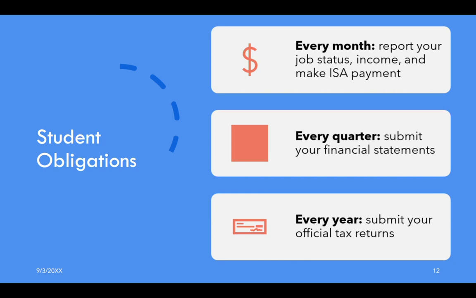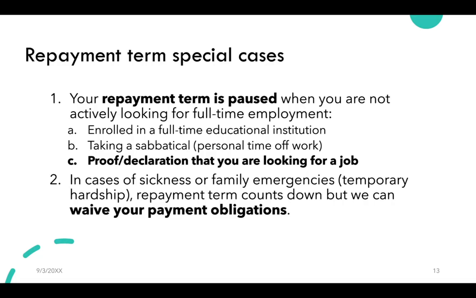Just expect to always do a report, and once your earning period starts, you should know that your report will be coupled with your expected ISA payments. In the same way, every quarter you'll be submitting your financial statement. Keep in mind that this will be bundled with your monthly report each and every quarter. And at the end of every year as well, also bundled with your monthly report, will be a request to submit your official tax returns. This allows us to reconcile your income reports with your reported annual income to the tax authority.